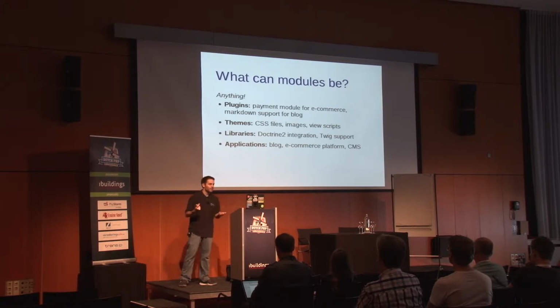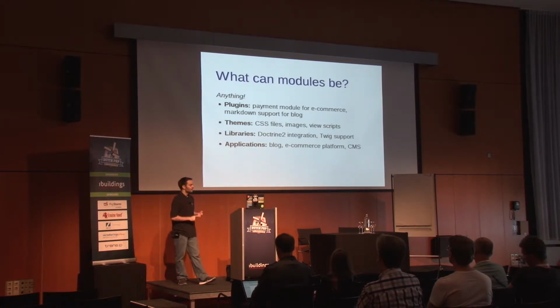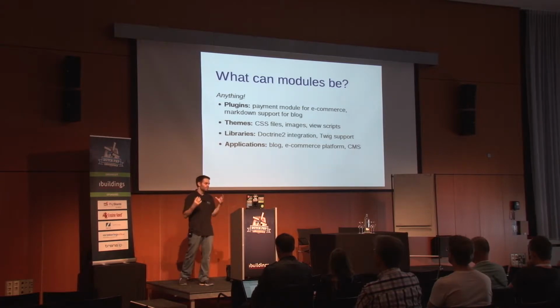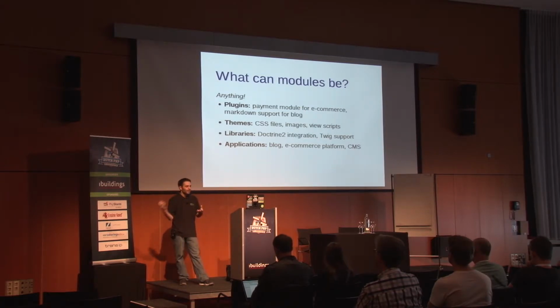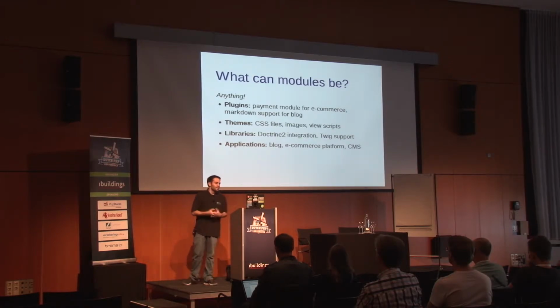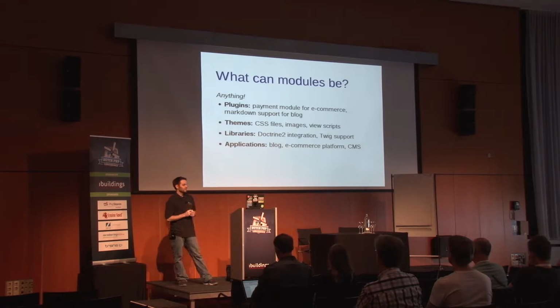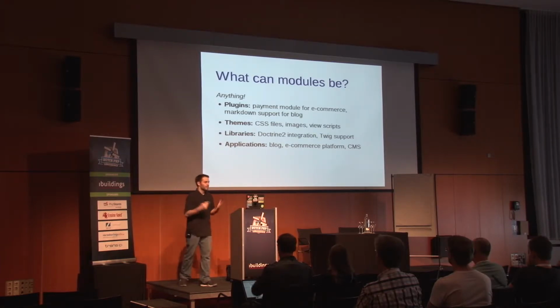Themes, so you can provide your CSS and images and view scripts that you need for your application as a theme. You can bundle all that up as one module and just have a module that you install that changes the entire look of your website. It's that easy. You don't need to build a theming engine in Zend Framework 2 because the module platform works for themes. It's just done.